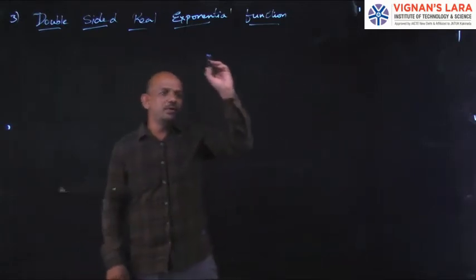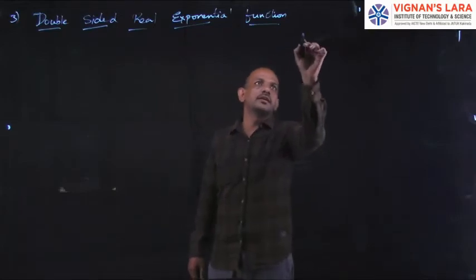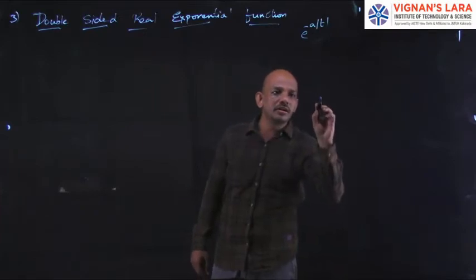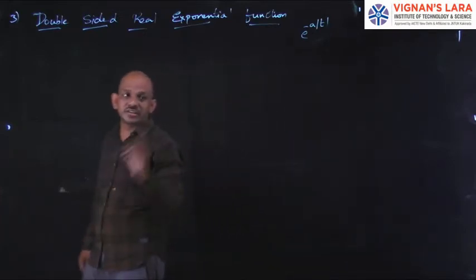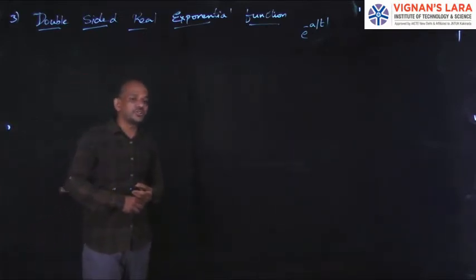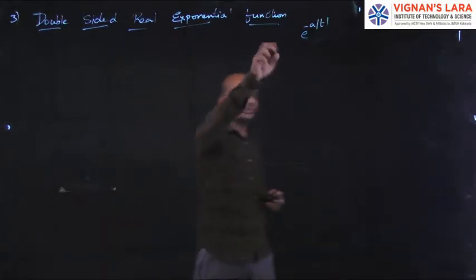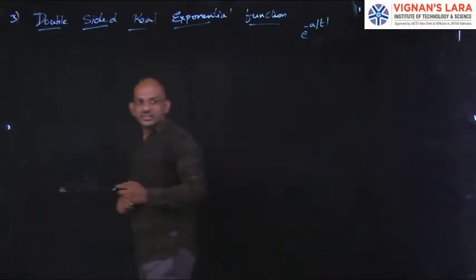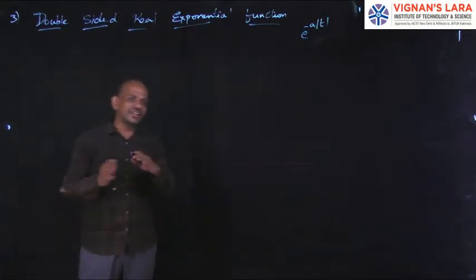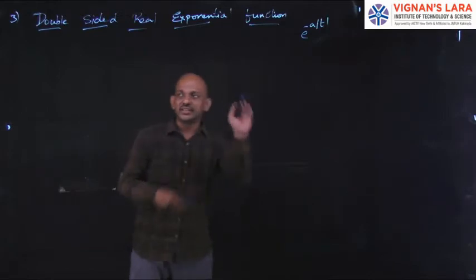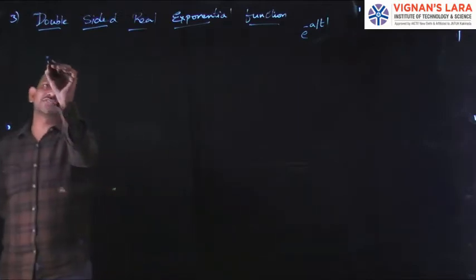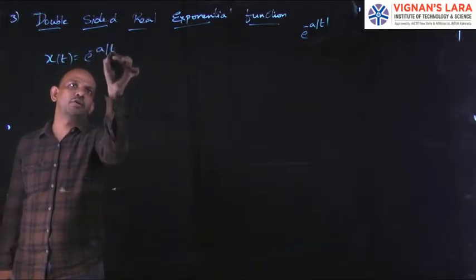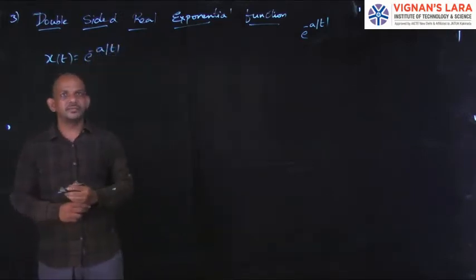This type of function is represented with e power minus a mod t. That is a double-sided real exponential function, because here all the values are real, and it is double-sided. For this case I have taken mod t, that is, t has both negative and positive values, minus t and plus t. So x of t is e power minus a mod t.